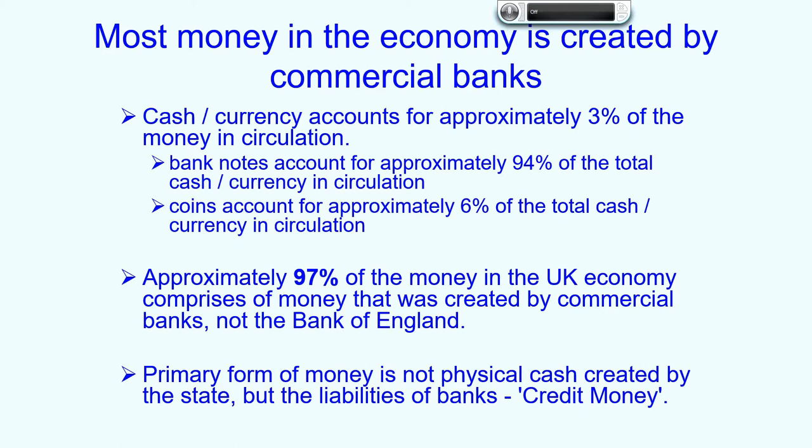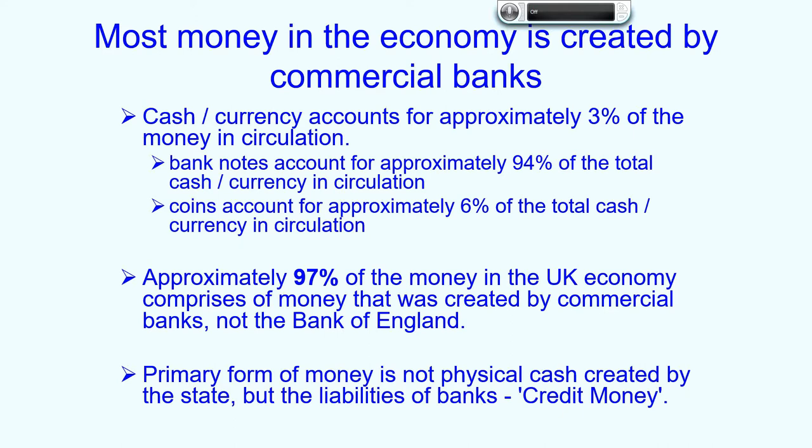The first point to note is that cash produced by the central bank for the state accounts for only 3% of the money that is in circulation. Of this 3%, banknotes account for 94% of the total, such as 5, 10, 20 pound notes, and coins account for the remaining 6% of cash in circulation. Whereas 97% of the money in the UK economy was created by commercial banks and not the Bank of England.